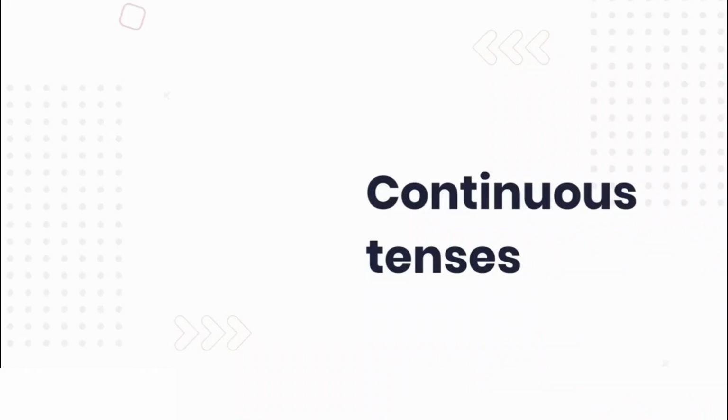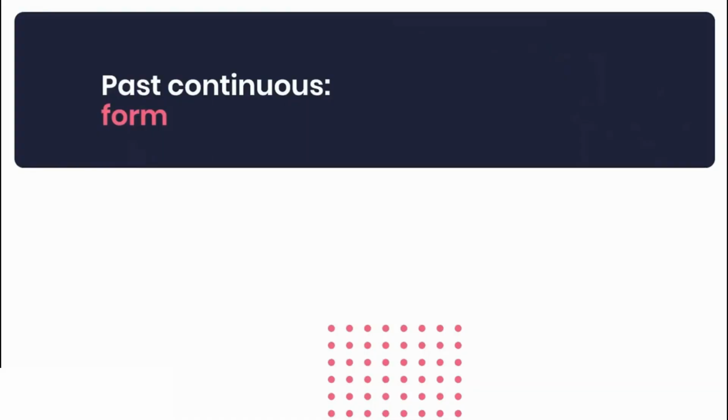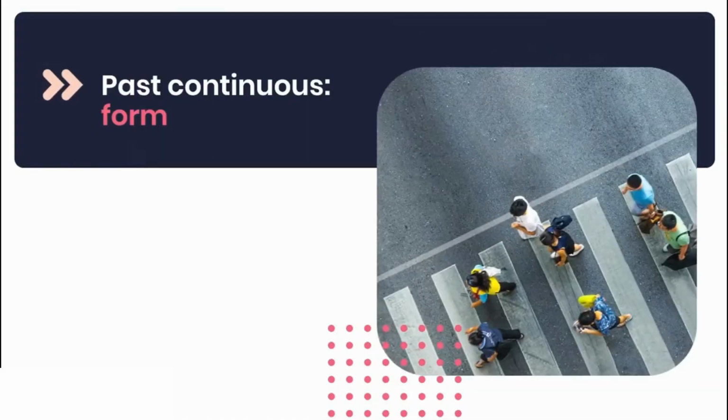You will now learn about continuous tenses. We will be covering past continuous, present continuous, and future continuous tenses. First, we have past continuous tense. The form of past continuous tense is was or were plus the verb plus ing.